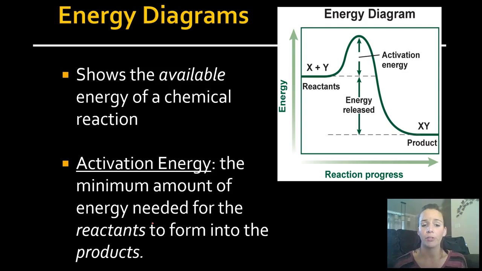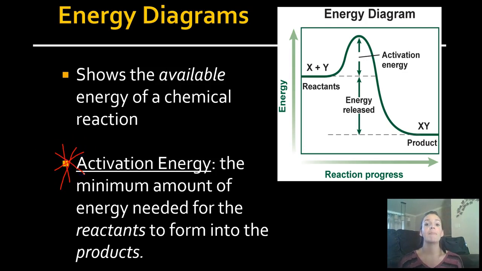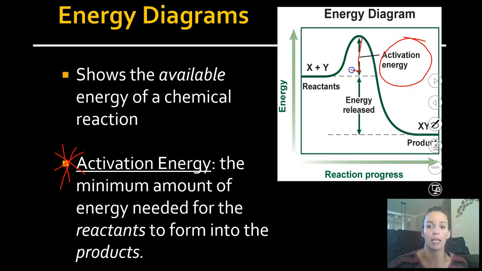Energy diagrams are also important for the biochemistry. So this shows the available energy of a reaction. And a really, really important term here is activation energy. So that is the minimum amount of energy required for reactants to make products. The whole point of an energy diagram is showing the formation of reactants into products. So if you look here, activation energy is between where the reactants start and the very top peak of that hill.